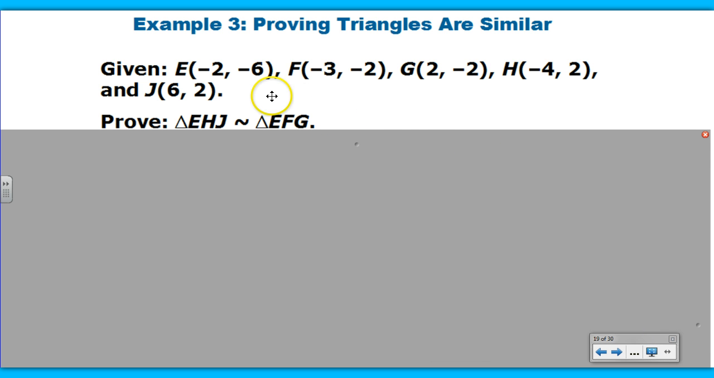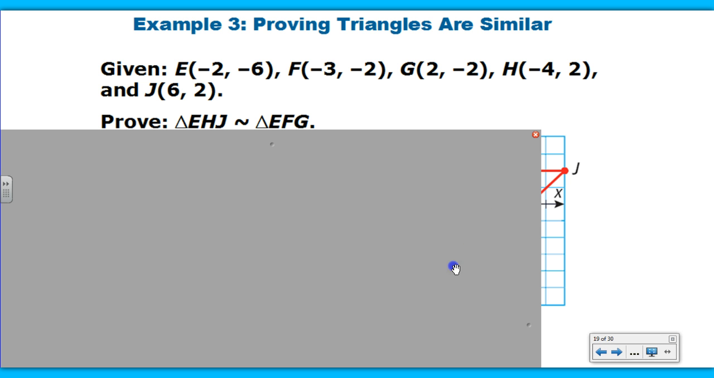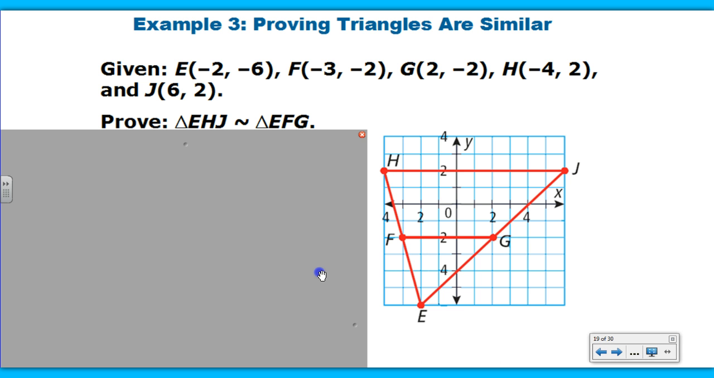If you're given coordinates as you are here, what could you do? Well, you could certainly plot them. So you'll see in your notes that we have the image of triangle EHJ. Let's see where that is. EHJ, so it's like the large triangle, right? And we're told that it's similar to EFG. That is the case after having plotted all of the given points.